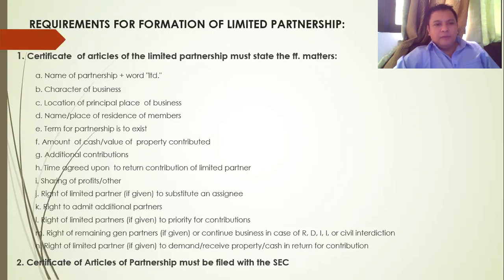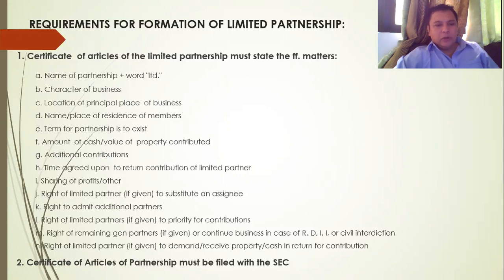Letter E, the term for the partnership to exist. There are 5 years, 10 years, and so on and so forth. Letter F, the amount of cash or the value of the property contributed by each of the partners. Letter G, if additional contributions is agreed, then it should be stated, and as to when they are going to be contributed. Letter H, the time agreed upon to return the contribution of limited partners.